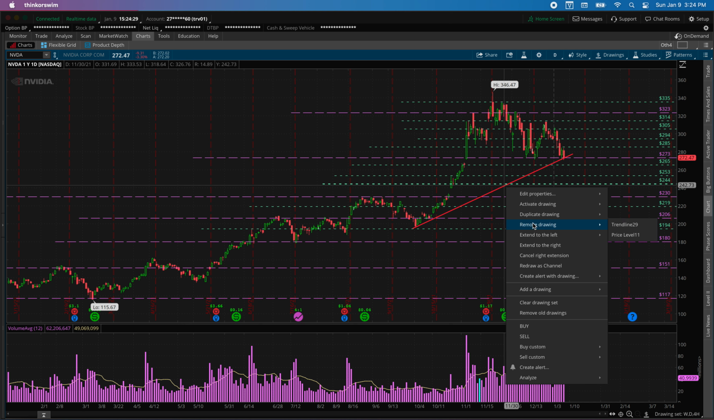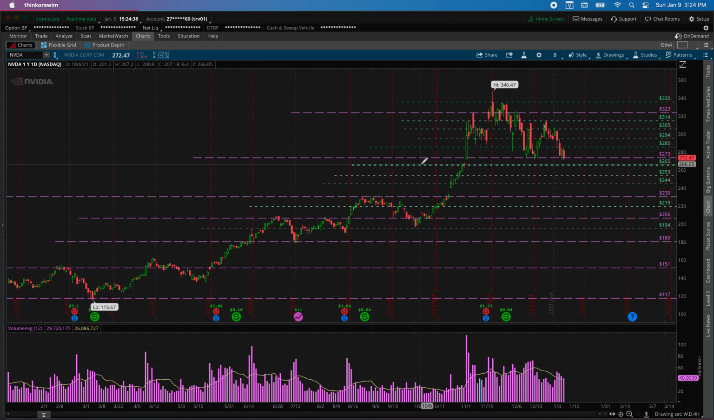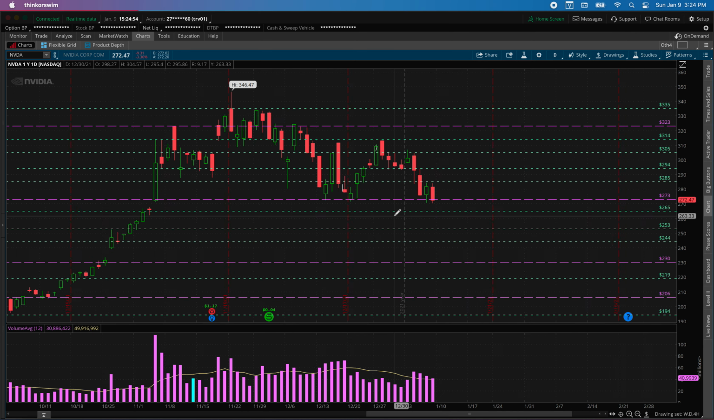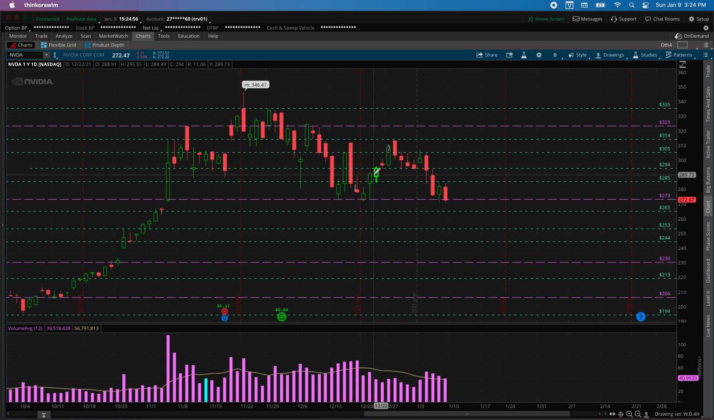Now I don't think that it's holding the trend line. Say that we break below this trend line, right? What you want to do is remove the trend line so it's gone. And now you see something else. Now you see a range, right? There's a range from about 273 to about 323. So we know that the stock has been trading there. There's a range within that.